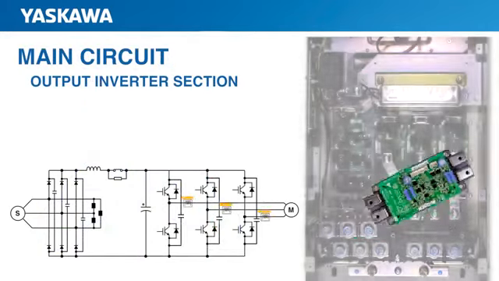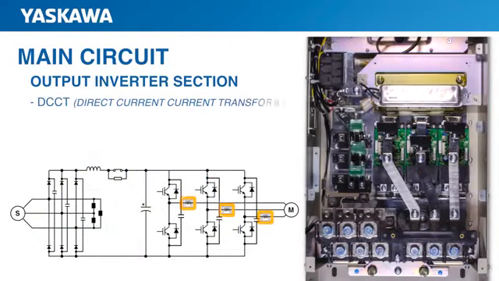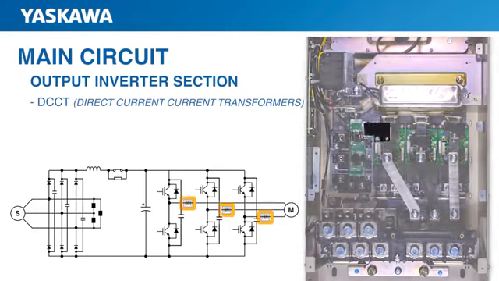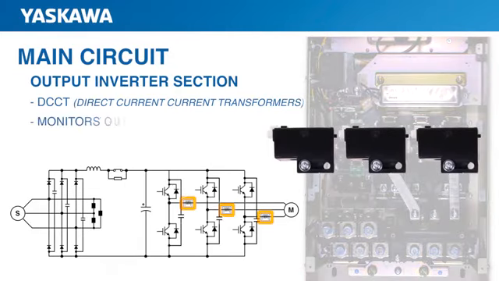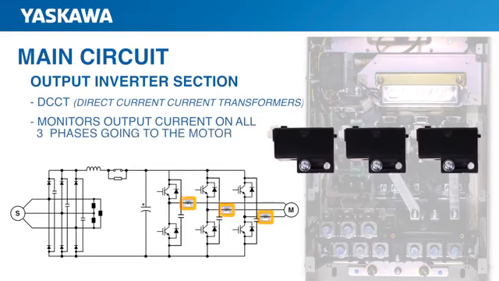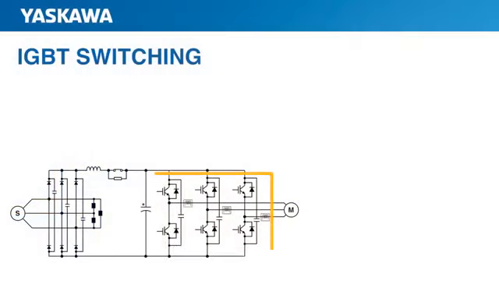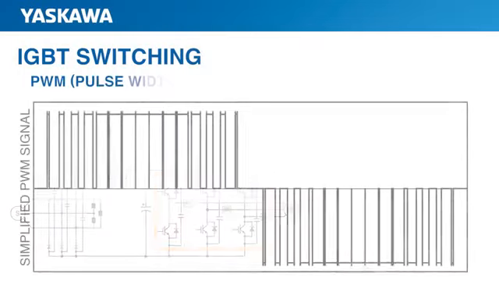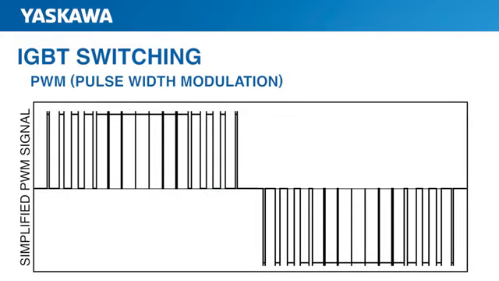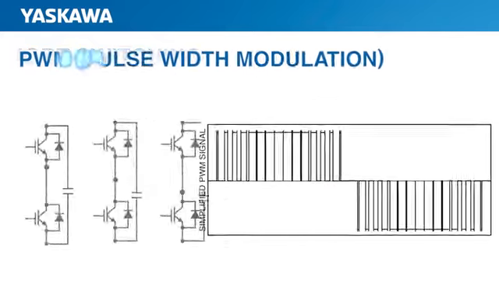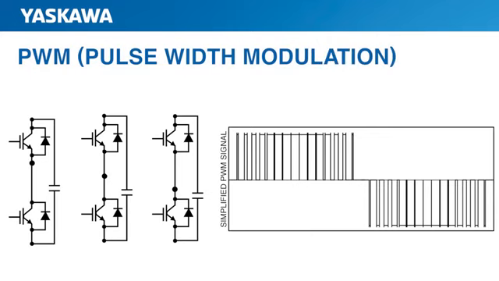After the IGBTs come the DCCTs, or direct current transformers. The DCCTs monitor output current on all three phases going to the motor. This can be used for control and motor protection. Let's explain how these IGBTs work together to build this three-phase power. The IGBTs are controlled using PWM, or a pulse width modulation scheme. The IGBTs are basically switches that work at a very fast rate.